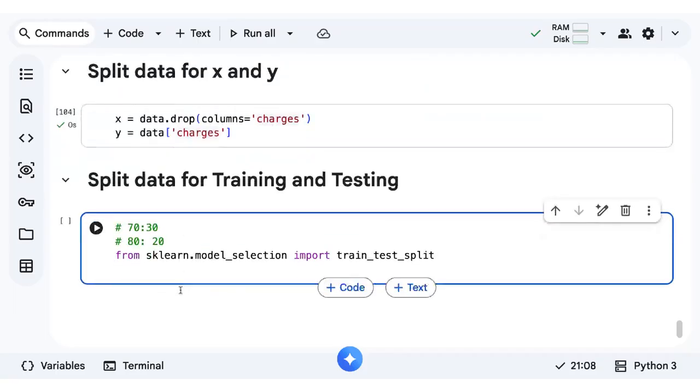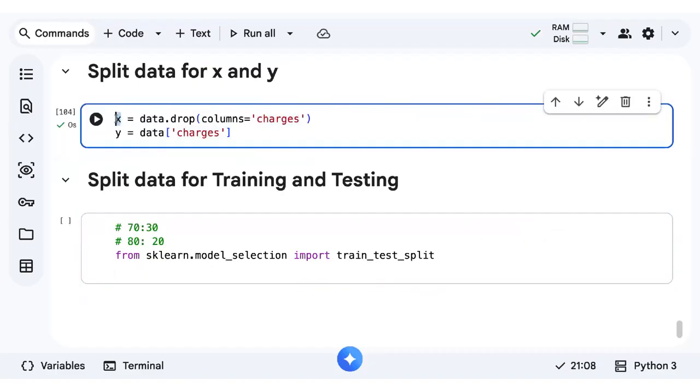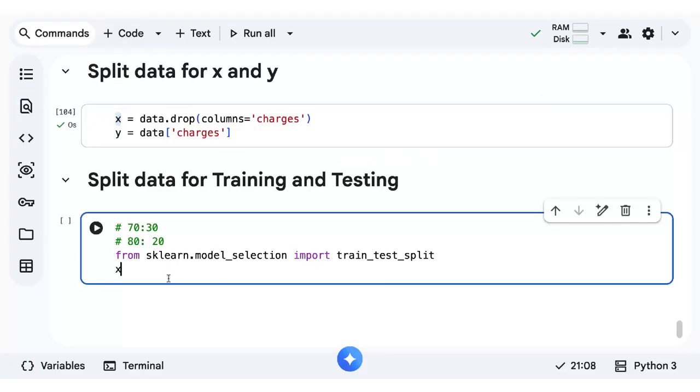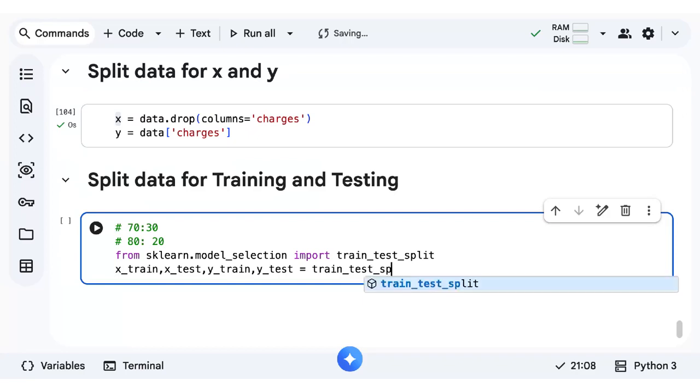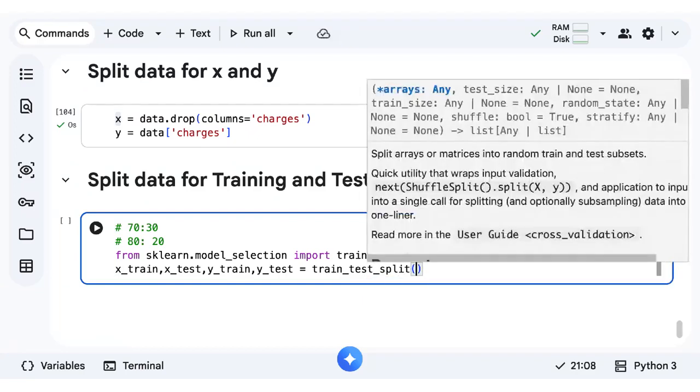Okay, so it gives us four things. Because we have X and we have Y, X will be divided into training and testing, and Y will be divided into training and testing. So four things: X train, X test, Y train, and Y test. Use the same order, which is equal to train test split. I'll be passing my data X and Y, and you should define how much should be used for testing. We'll use 20%, so I'll say 0.2.